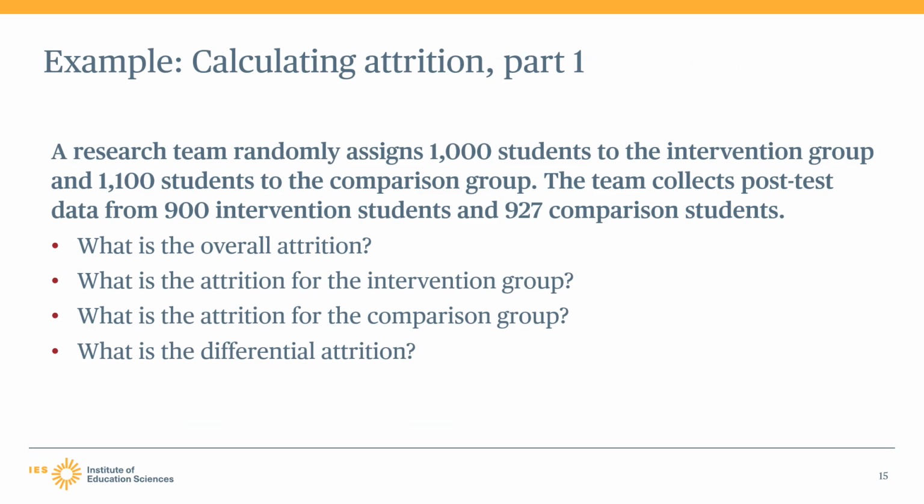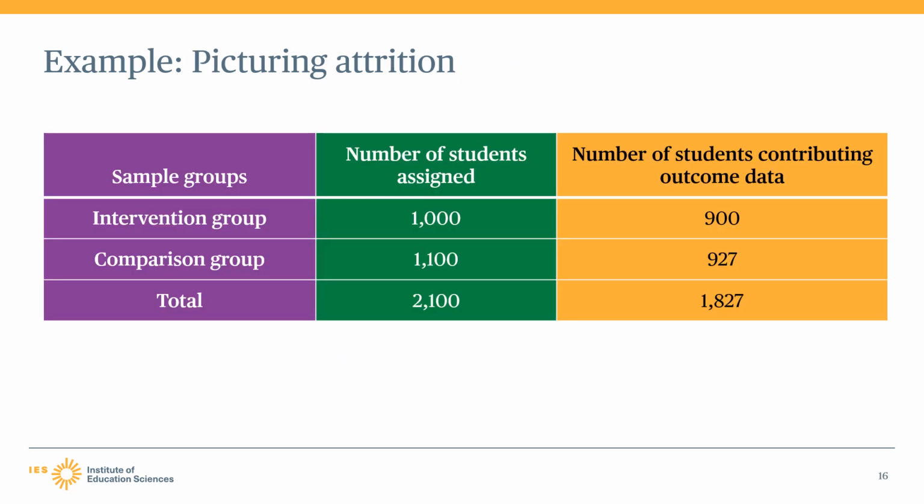Imagine a research team randomly assigns 1,000 students to the intervention group and 1,100 students to the comparison group. The team collects post-test data from 900 intervention students and 927 comparison students. Using this information, we can calculate overall attrition, attrition for the intervention group, attrition for the comparison group, and the differential attrition. First, let's organize the numbers in the example. For the intervention group, we know that there are 1,000 students in the group and the researchers collected post-test data for 900 of them. For the comparison group, we know that there are 1,100 students in the group and the researchers collected post-test data for 927 of them.